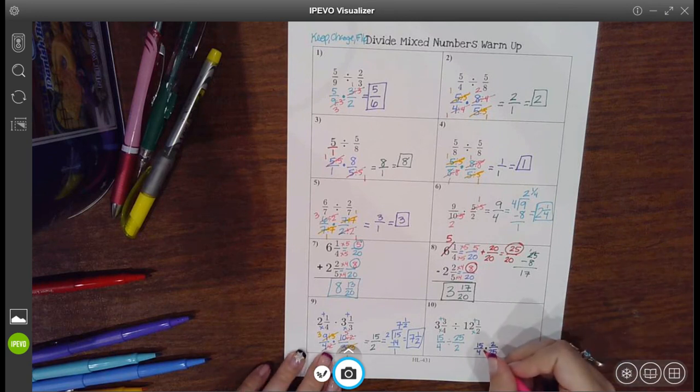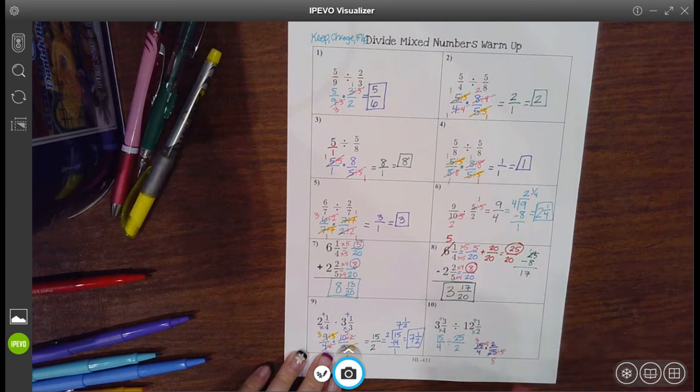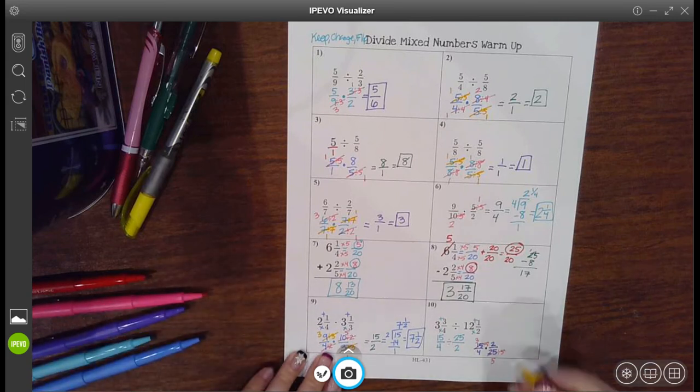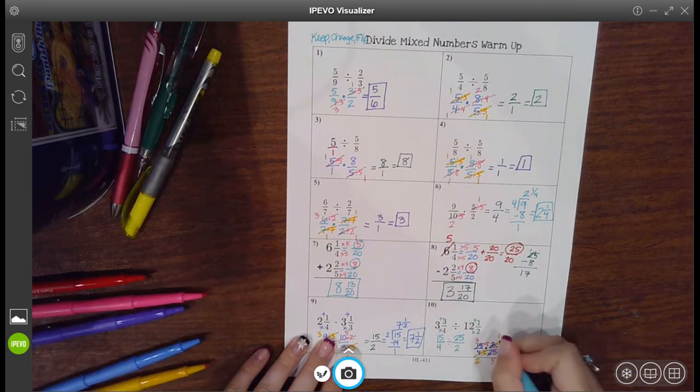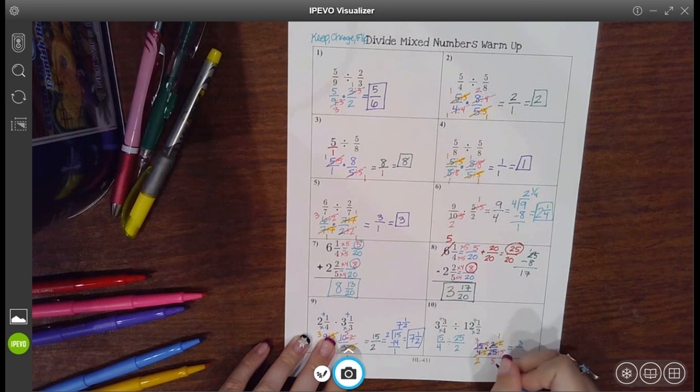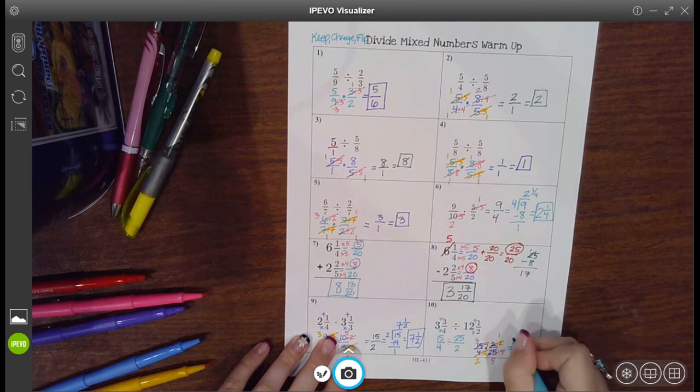What can go into both 15 and 25? 5 can. What is 25 divided by 5? It's 5. And what's 15 divided by 5? 3. What can go into both 2 and 4? 2 can. What's 4 divided by 2? 2. What's 2 divided by 2? 1. Then multiply across. 3 times 1 is 3. 2 times 5 is 10. Can you reduce it? No. Is it improper? No. So I'm done.